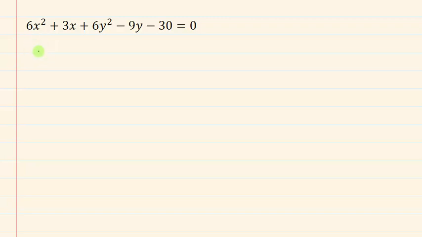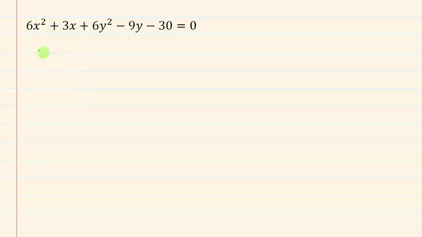To find the centre and the radius of the circle whose equation is 6x squared plus 3x plus 6y squared minus 9y minus 30 equals 0, I'll begin by dividing through by 6. 6 isn't a factor of every term, but I do need to get x squared and y squared to have unitary coefficients, and dividing through by 6 won't leave things that are too difficult to deal with.